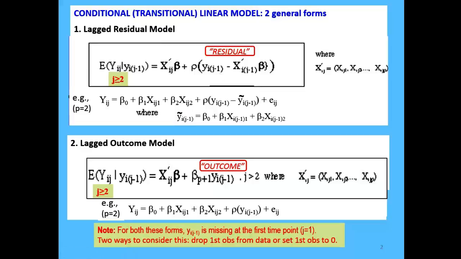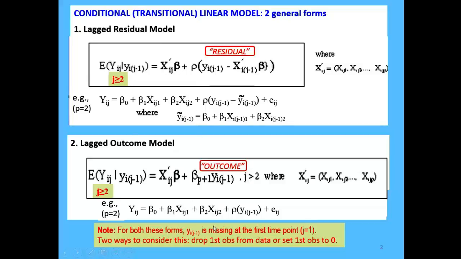The immediately preceding one. If it says y_i,j minus 1, if j is 3, and you're talking about the fourth subject and the third observation on the fourth subject, what's y_i,j minus 1? The second observation on the i-th subject. So y_i,j minus 1 is the immediately preceding one. Okay? So this model only includes the immediately preceding y in the model.